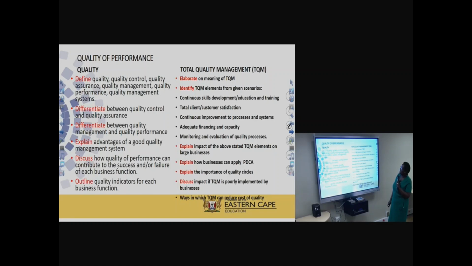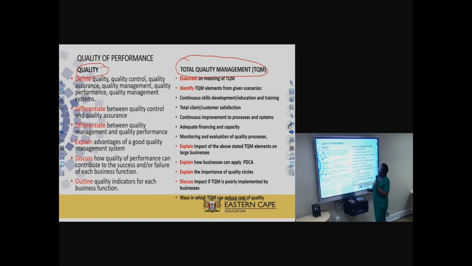Okay, let's check the outline of our exam guideline. Our exam guideline explains what we need to study, what we need to know. As you can see, quality of performance is focusing on 2 things. It focuses on quality, it also focuses on TQM. So the whole topic is not TQM. Part of the content is quality, part of the content is TQM.